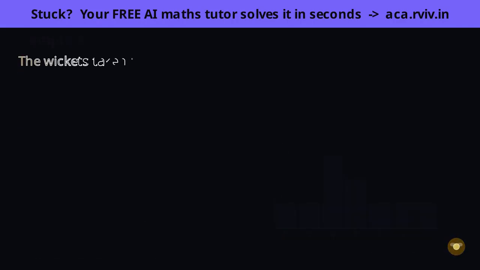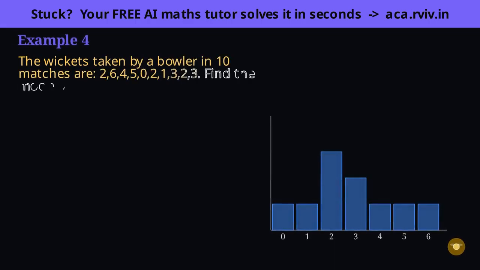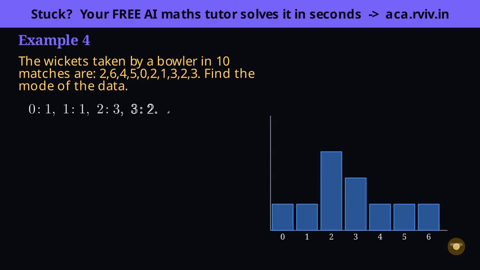For a short raw list, the mode needs no formula at all, it's simply the most frequent value. The mode is the value that appears most often, so with raw data there's no formula to reach for, we just tally. Count how many times each number shows up. 0 once, 1 once, 2 appears 3 times, 3 twice, and the rest once each. On a histogram, these tallies would be the bar heights.